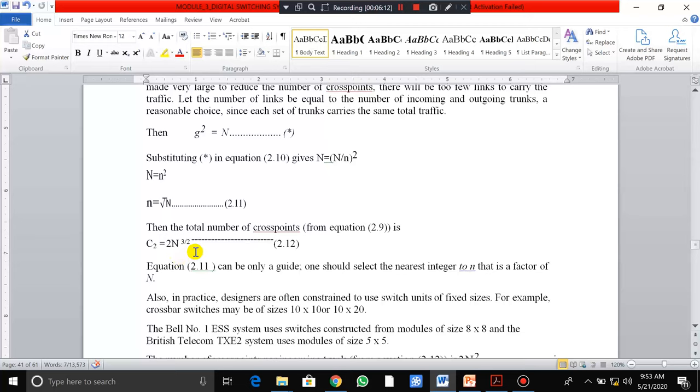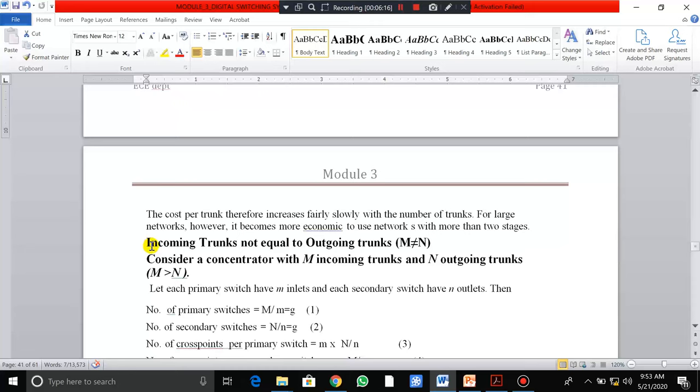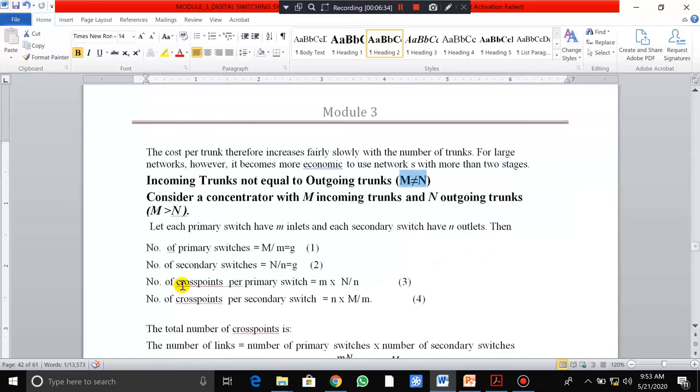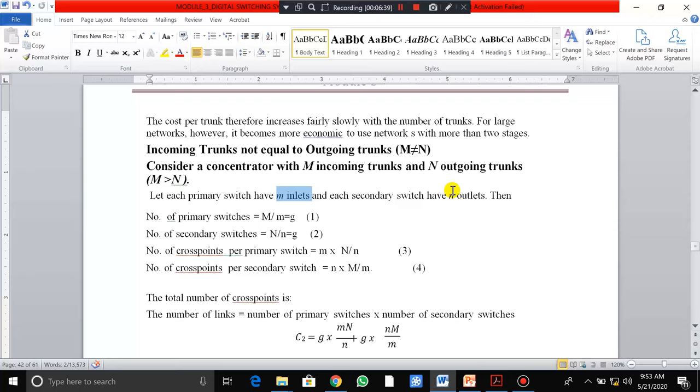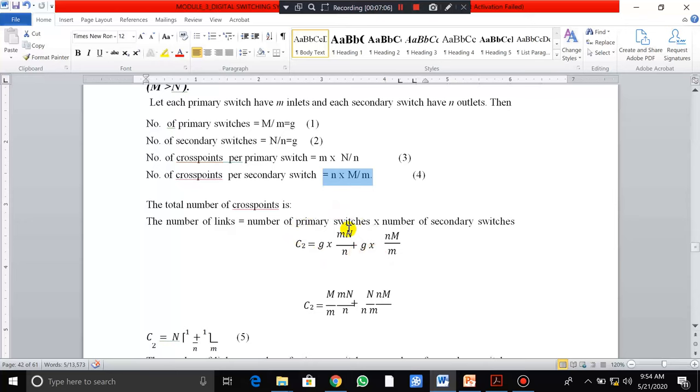So next, let us consider the incoming trunks when they are not equal to outgoing trunks. That means m is not equal to n. Considering the concentrator with m incoming trunks and n outgoing trunks, that is m is greater than n. Let each primary switch have n inlets and secondary switch have n outlets. Then the primary switches are m by m, which is equal to small letter g, and the secondary switch is n by n, that is small letter g. The number of cross points per primary switch is given by m into n by n, and per secondary switch by n into m by n. So this is the number of links which is given by C2. These are the equations you need to practice.